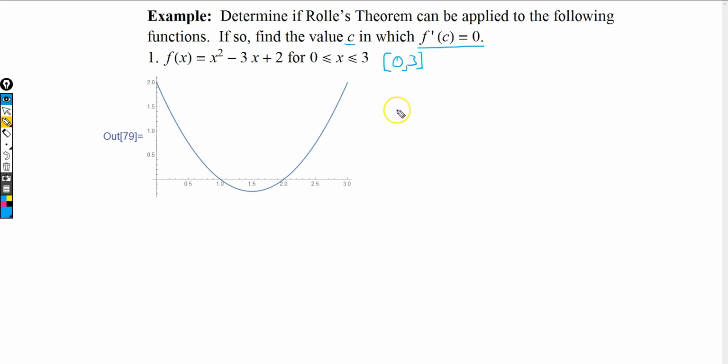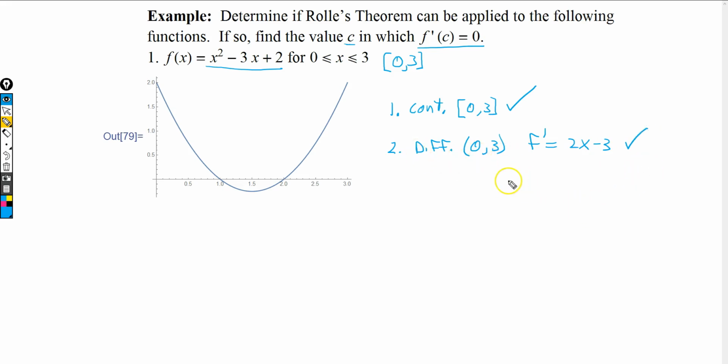So we need to check three things. Is f of x continuous over the interval from 0 to 3? Well, it's a polynomial, and we've seen before that yes, polynomials are continuous everywhere over all the real numbers. So yes, that is certainly true. Is it differentiable? Does the derivative exist on the open interval from 0 to 3? Well, in this case, the derivative is 2x minus 3, and certainly this exists for every x in the interval from 0 to 3. It exists everywhere, in fact, for all real numbers. So yes, the function is differentiable on the open interval.